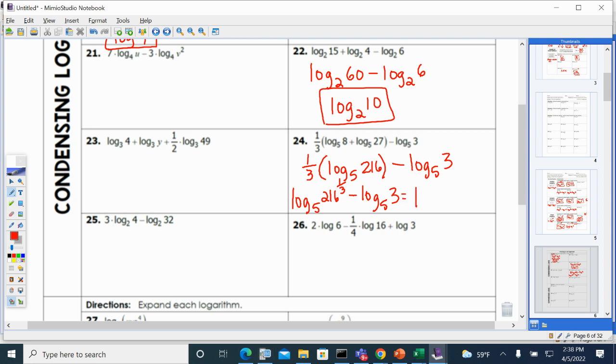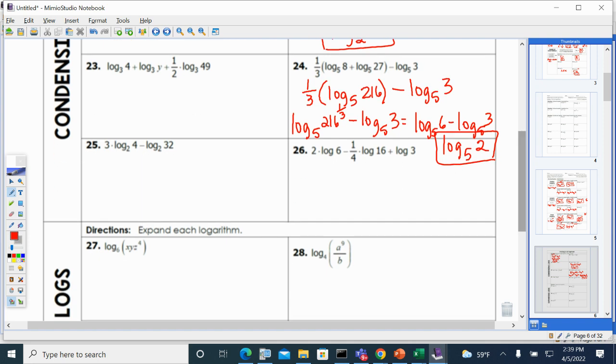Log base 5 of 6 minus log base 5 of 3. And now I can condense this into one log by dividing 6 by 3. And my final answer, 6 divided by 3 is 2. I get log base 5 of 2.